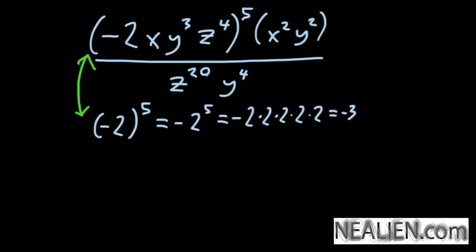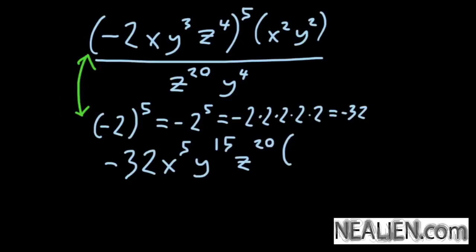You could think about that as 2 times 2 is 4. Another 2 times 2 is 4. So it's 4 times 4, which is 16. 16 times 2 is -32. Or you could use a calculator if you want to. All right, so we've got the -32. Now we've got x, and we're raising it to the 5th power. So that becomes x to the 5th. We've got y to the 3rd to the 5th. So we multiply the exponents here. 3 times 5 is 15. We've got z to the 4th to the 5th. Multiply the exponents again. 4 times 5 is 20.